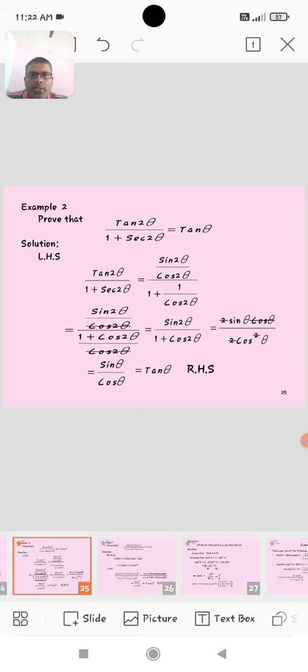Okay, just remember this one. Tan 2 theta by 1 plus secant 2 theta is there: tan 2 theta we write as sin 2 theta by cos 2 theta, and secant 2 theta we write as 1 by cos 2 theta. We can do the LCM part, that is sin 2 theta by cos 2 theta and 1 plus cos 2 theta by cos 2 theta. Cos 2 theta cancel. Now we get sin 2 theta by 1 plus cos 2 theta. Here we apply the multiple angle formula. Sin 2 theta is equal to what? 2 sin theta cos theta by 2 cos square theta. 2 cancel, cos theta will be cancelled. We get sin theta by cos theta, which is equal to tan theta.